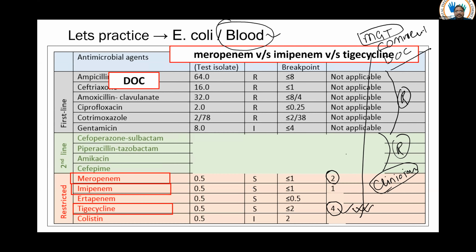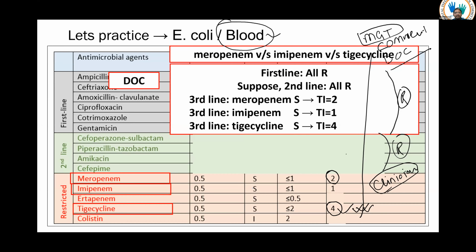And one more comment is that tigecycline can be avoided in bloodstream infections, unless you are desperate to use it in combination therapy. Suppose you get an XDR where nothing is susceptible. The reason is that it has poor concentration in CSF. It is more tissue distributed and has a high volume of distribution, so it cannot be given as monotherapy. If you are forced to do that, then we can do it in combination therapies.